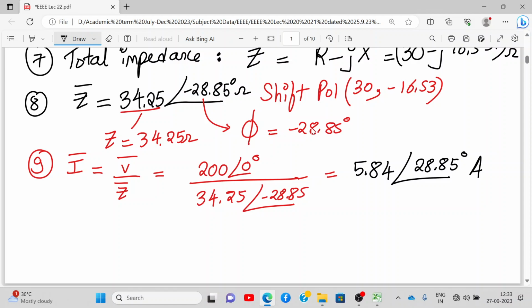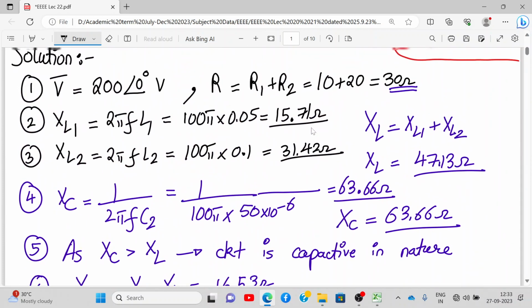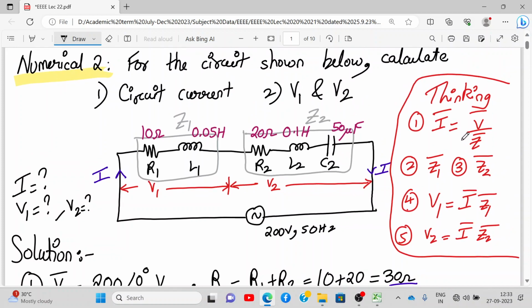Now tell me, how will you calculate V1 and V2? V1 is I into Z1 and V2 is I into Z2. Have we calculated Z1 and Z2? No. We calculated the total. Correct? So we need to calculate individual Z1 and Z2 now. Are you understanding what we did? We have clubbed R together, we have clubbed inductive reactance together, and we found out the circuit nature is capacitive. And we have found out the general expression for Z. Okay. Now individually what I need to find out, I found out the first step. So the first step is clear. Now I need to find out Z1 and Z2.